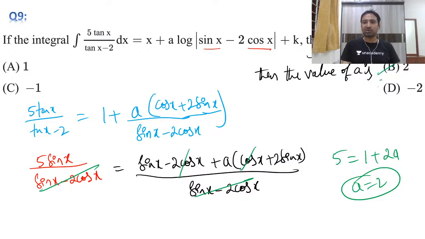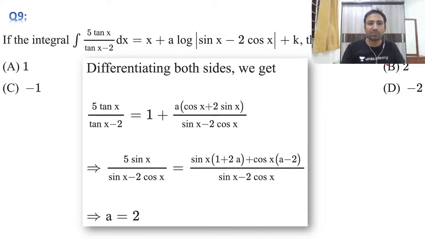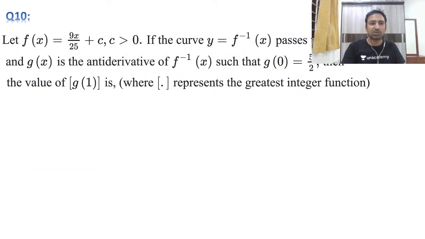That's what he is asking here. So option B is correct. a is equal to how much? a is equal to 2. Right, perfect. Next question.